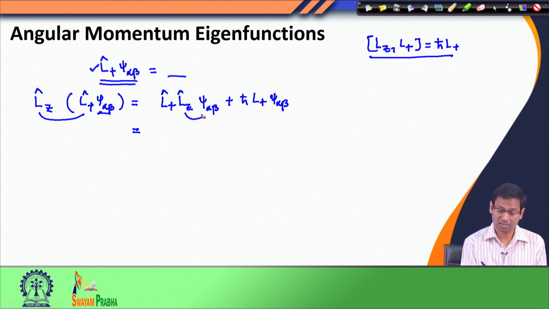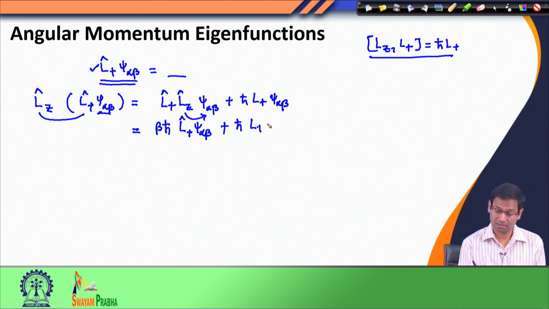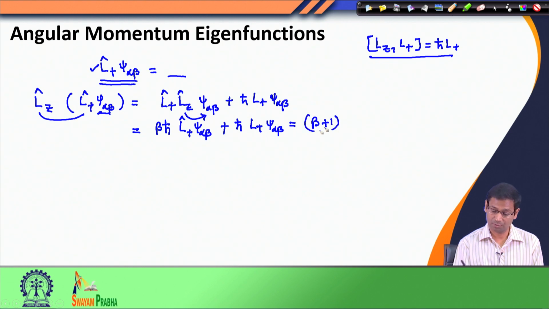Now, I see that the Lz operator is now on the right hand side, so it can act on this function, which I know is an eigenfunction of the Lz operator with a value of beta h bar. I bring that out, and I am left with the L plus operator on psi alpha beta, plus h bar L plus psi alpha beta, and I can simplify this as beta plus 1 h bar L plus psi alpha beta.